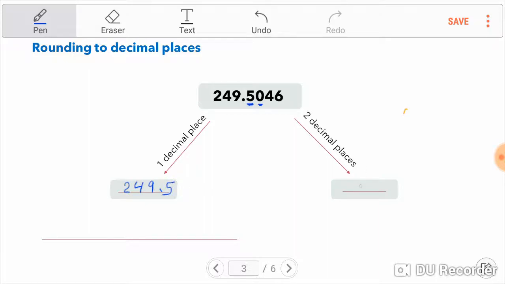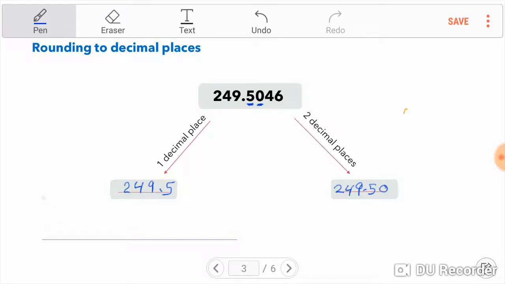Now 2 decimal places. The second digit after the decimal point is 0, and the next digit is 4, so we keep 0 as it is. 249.50.